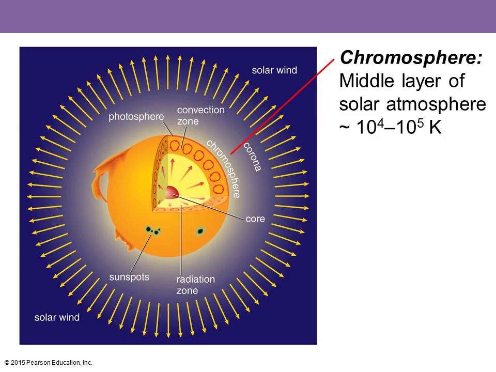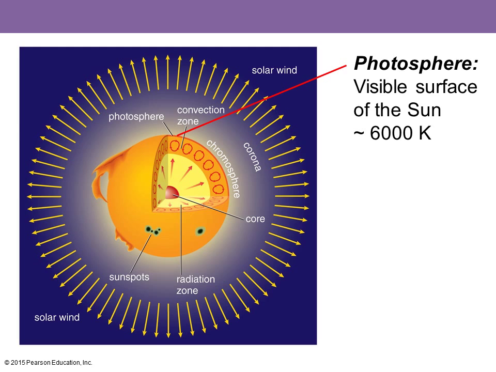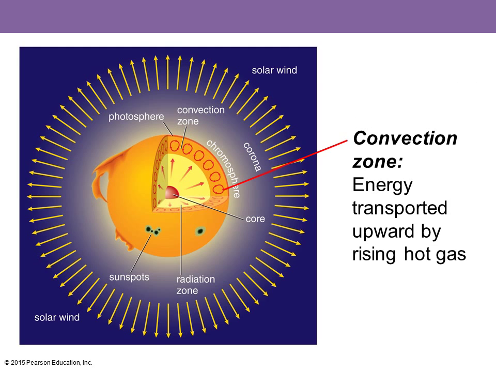And there's the inner atmosphere, which is called the chromosphere. That's the middle layer of the solar atmosphere, and that runs somewhere between 10,000 and 100,000 kelvins. So it's a cooler layer. And then there's the photosphere, which we see as the visible surface of the Sun, and that's approximately 6,000 kelvins. So that temperature gives us a visible wavelength of kind of a whitish yellow color for the surface of the Sun.